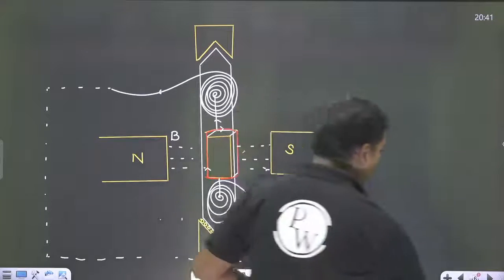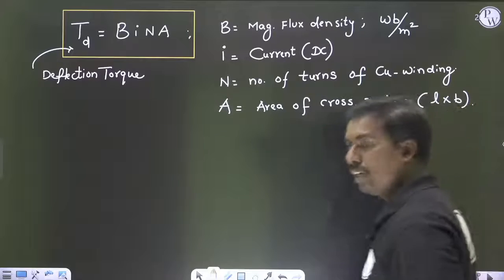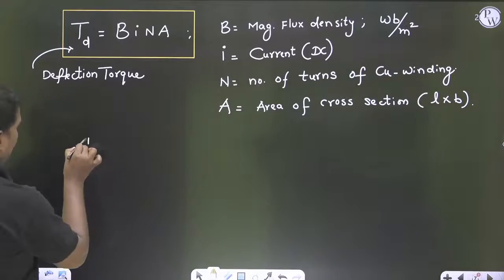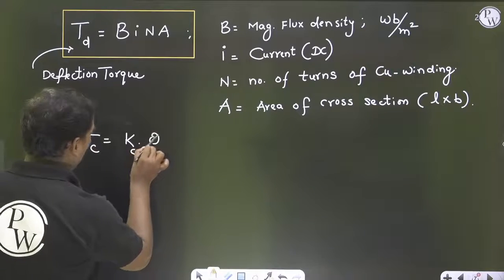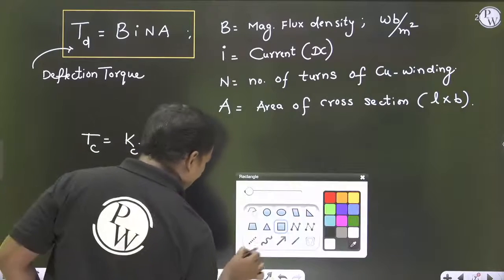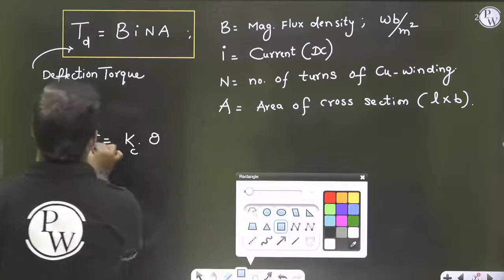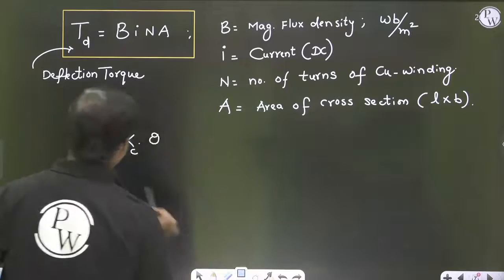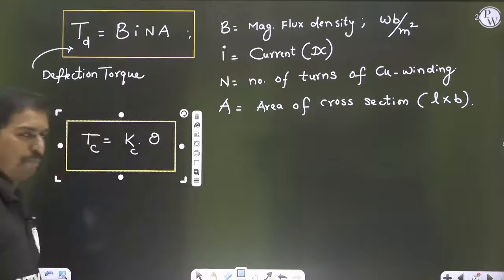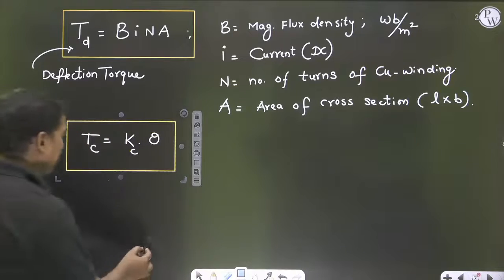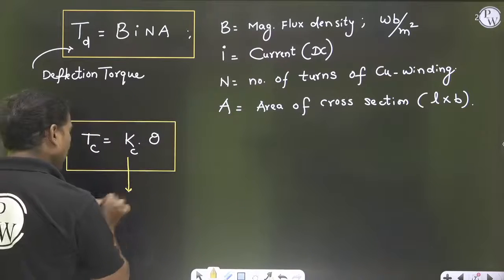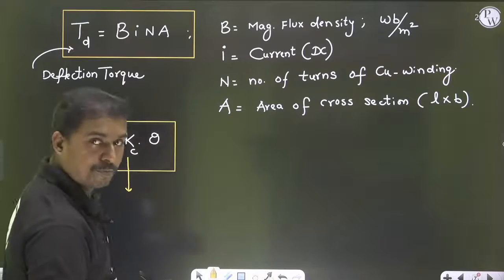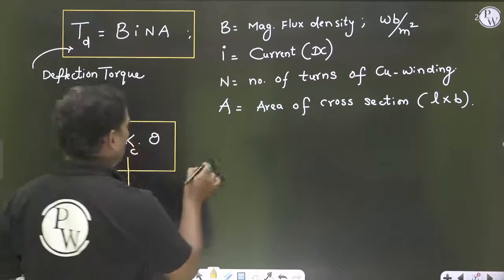Okay, the springs are used to generate the controlling torque, and the controlling torque is given by the expression Tc is equal to Kc into theta. So please try to remember, controlling torque is mostly the same for all types of instruments. Tc is equal to Kc into theta, where Kc is called the spring constant.